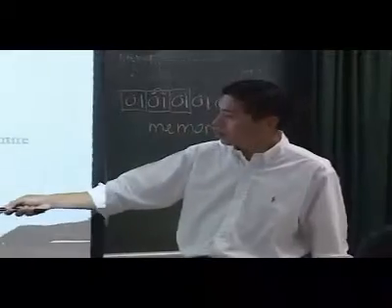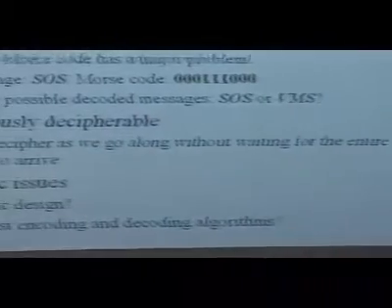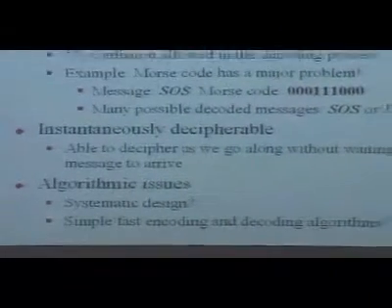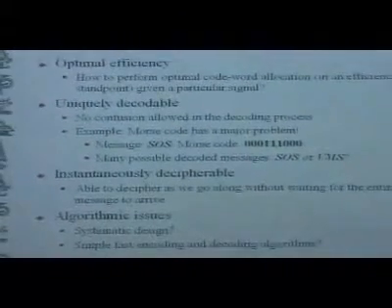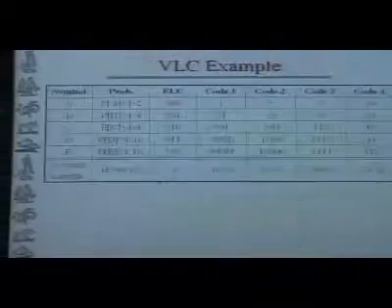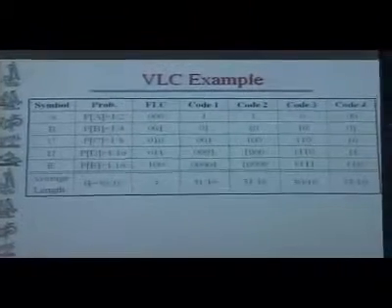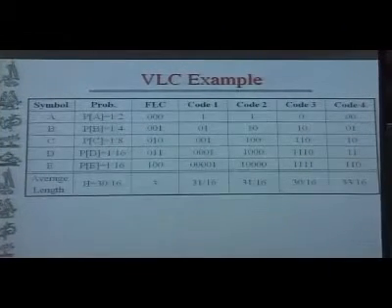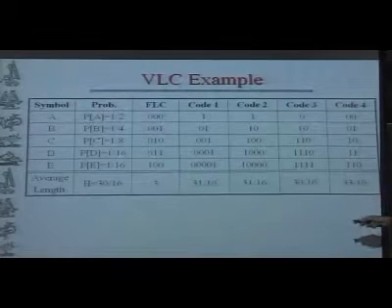So these are the things that we're going to take a look at in the next few slides. And there are also algorithmic issues. Is there a systematic design? Also, is there a simple, fast, automatic encoding and decoding algorithm that we can easily implement on a computer? So I have a few examples here of various types of code for this type of data.